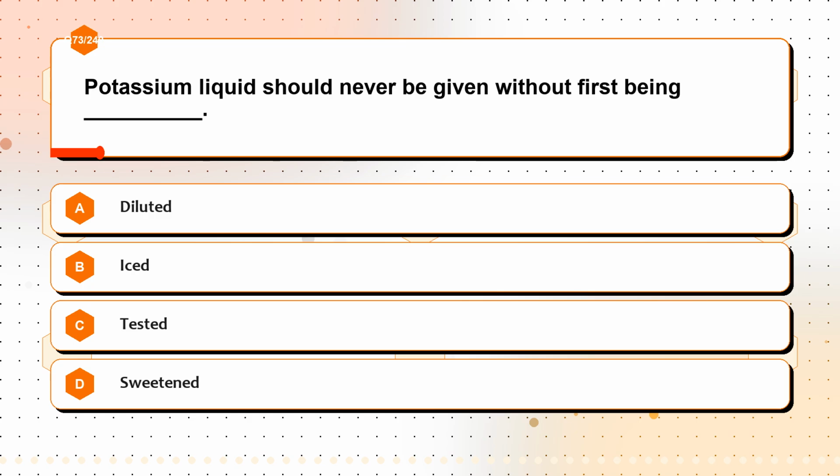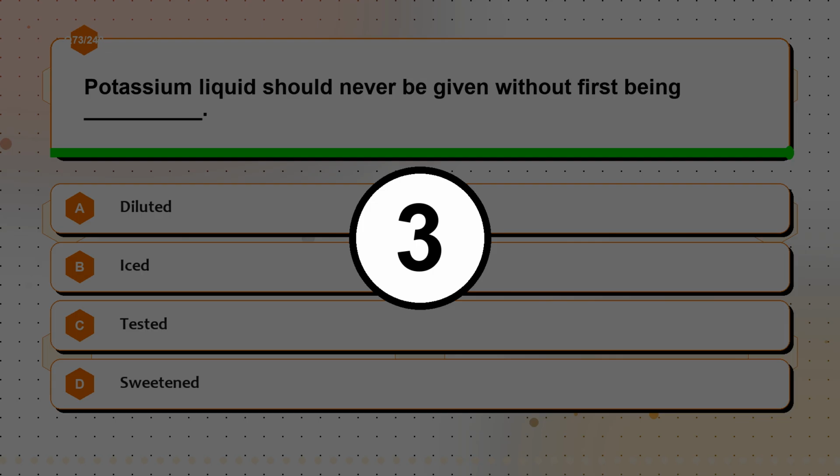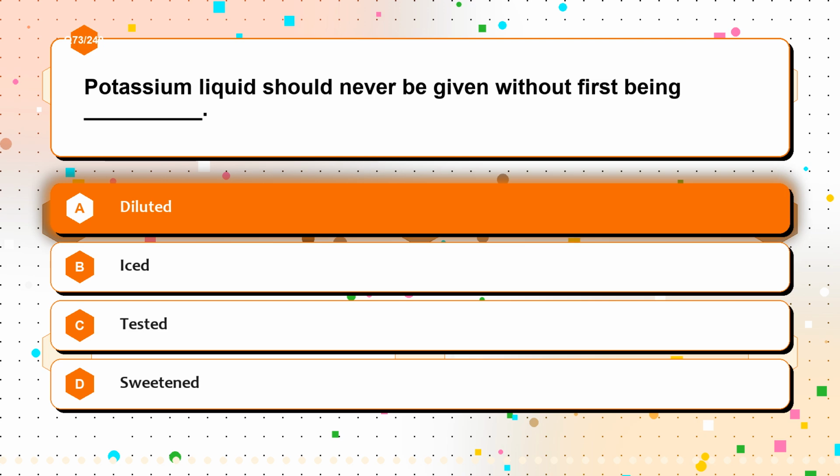Question 73. Potassium liquid should never be given without first being blank. Here are the options. Option A, diluted. Option B, iced. Option C, tested. Option D, sweetened. The correct answer is option A, diluted.